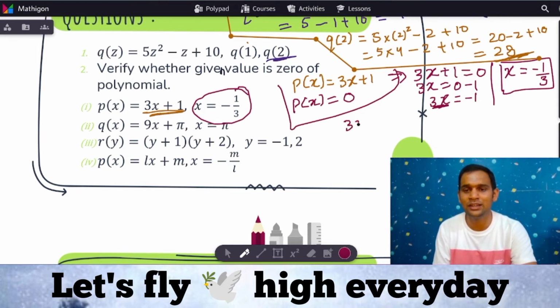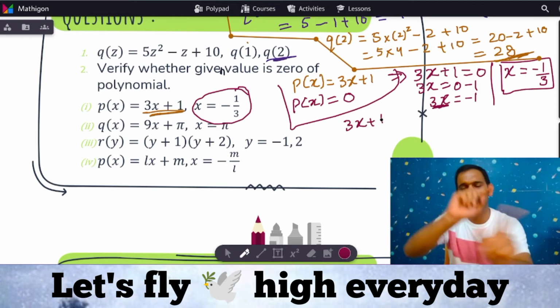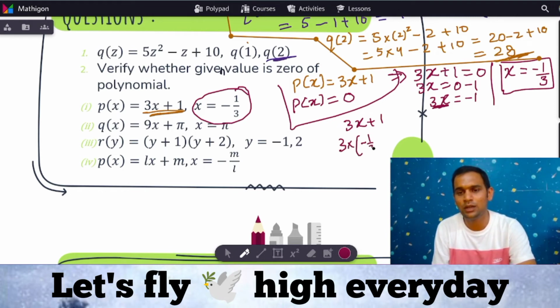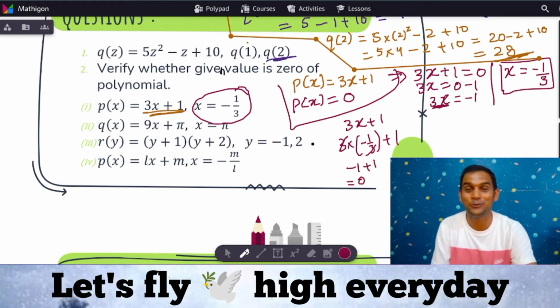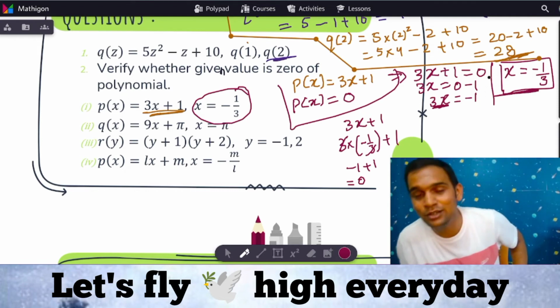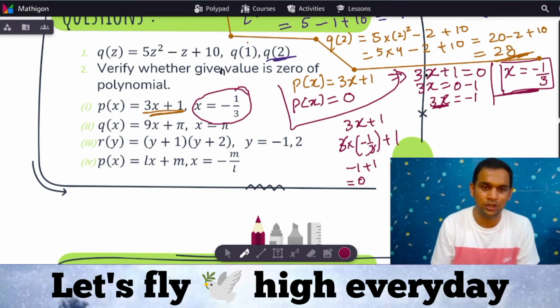So we have 3x plus 1. Now we are going both ways to be a little more clear. So 3 times, instead of x we substitute minus 1 by 3, plus 1. So this 3 and 3 get cancelled because they are a multiplication. So we are left with minus 1 plus 1. Minus 1 plus 1 is 0. That means the process we followed is absolutely correct to find the zero of a polynomial, or root of a polynomial.